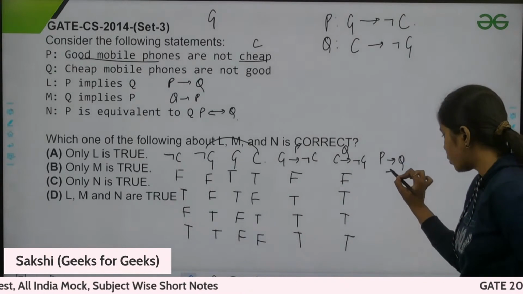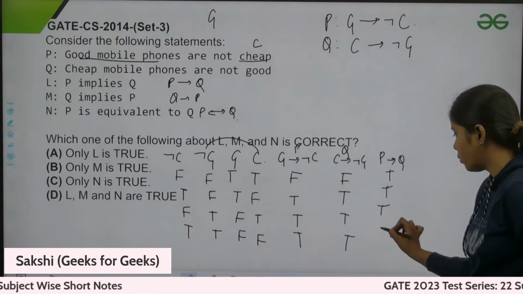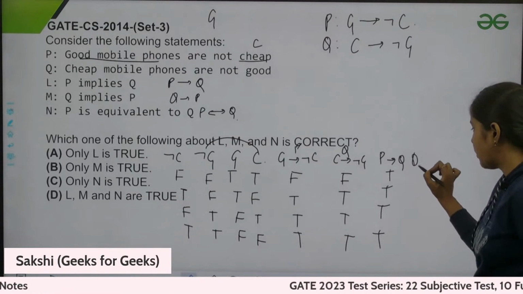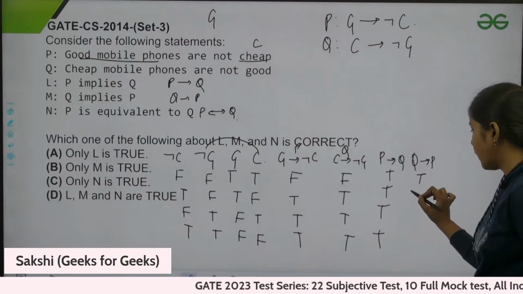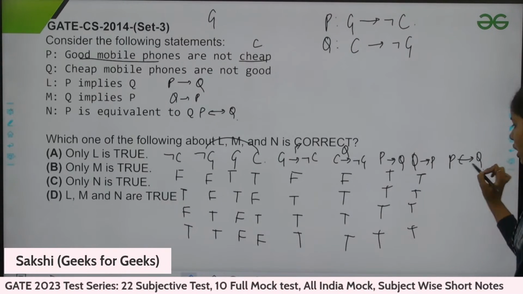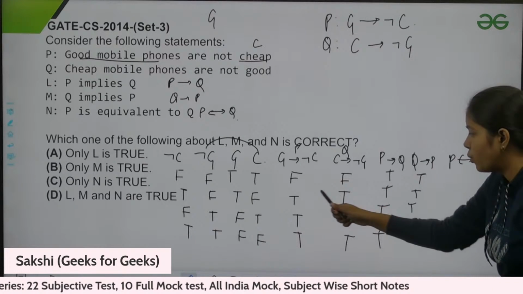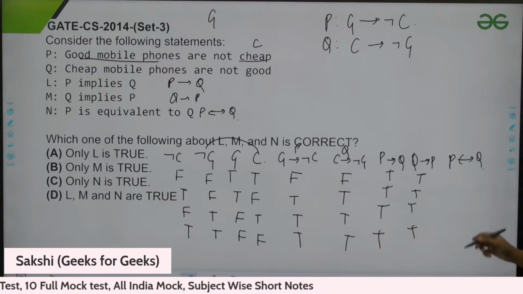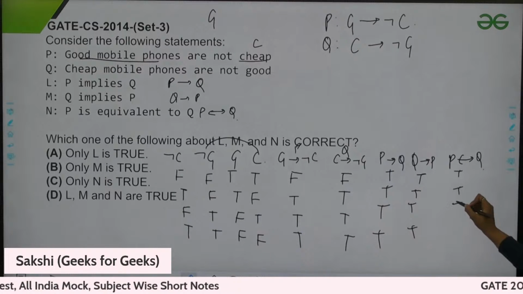False implication false is true. True implication true is true. Similarly, if you find Q implication P, you will get true, true, true, true. If you find P if and only if Q, you can check from here that P and Q both have the same truth value at every point. So that would give you true, true, true, true, true.